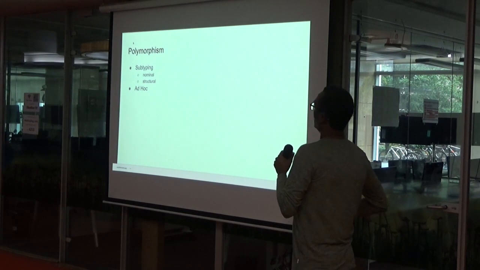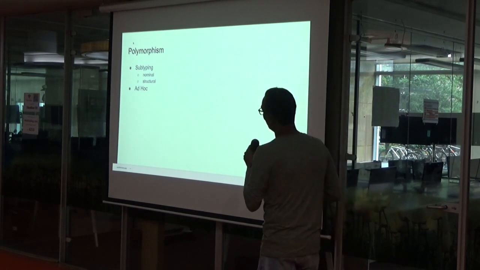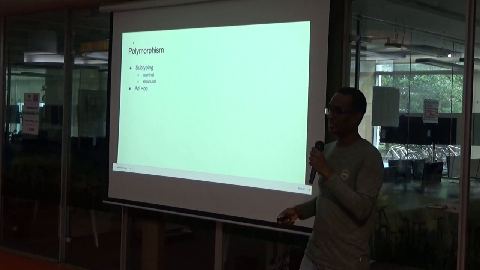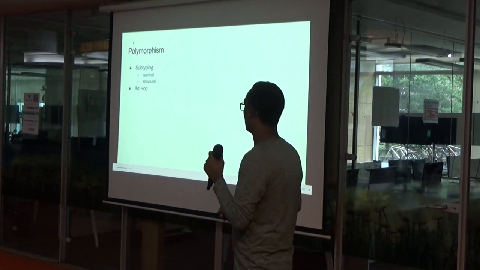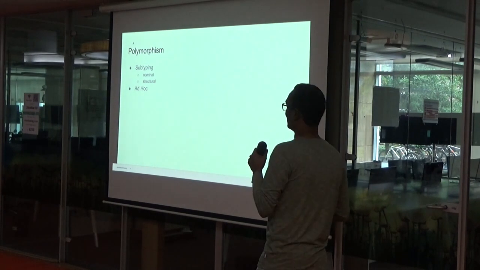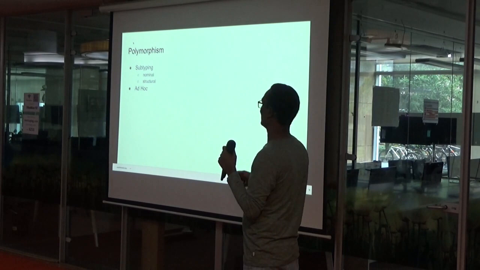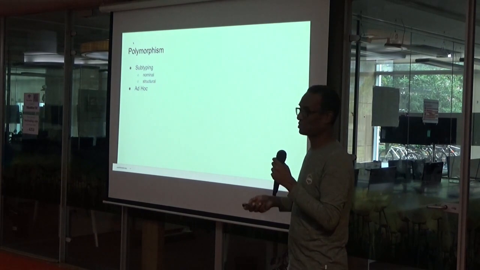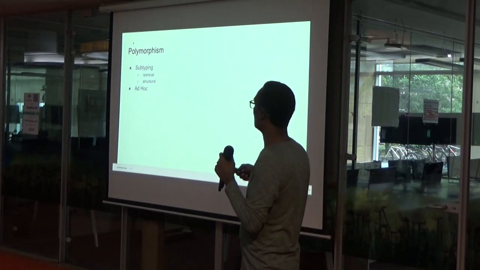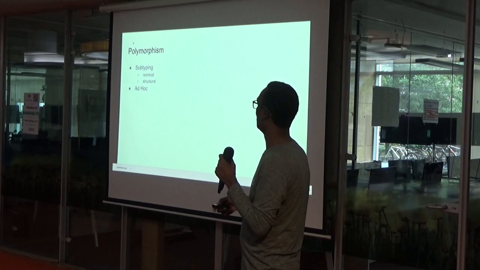So folks, when it comes to variability by delegation, the predominant way is polymorphism. There are different kinds of polymorphism: nominal, structural, ad hoc, generics. I assume most of you are familiar with these. This is how you achieve variation by delegation.